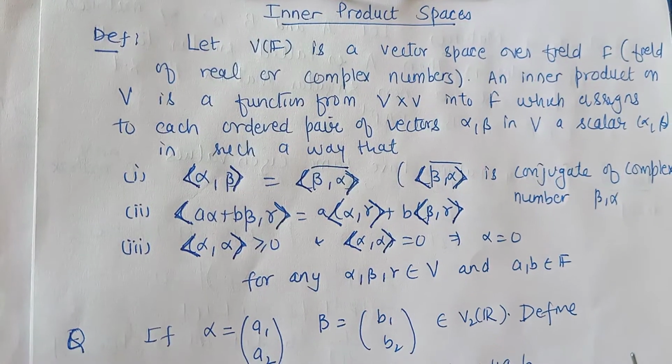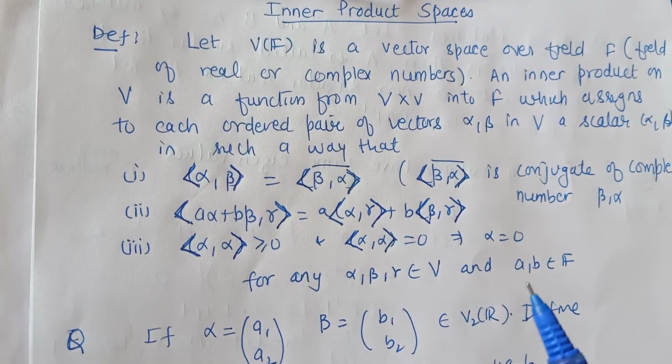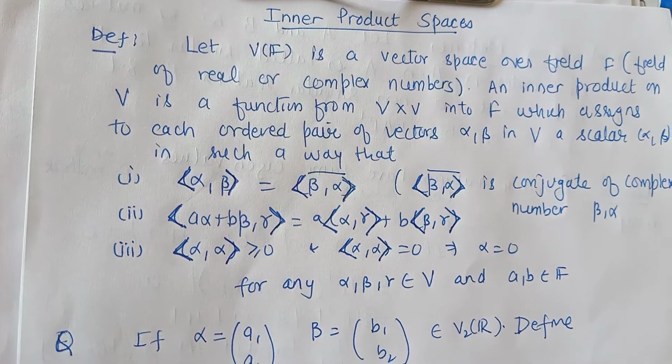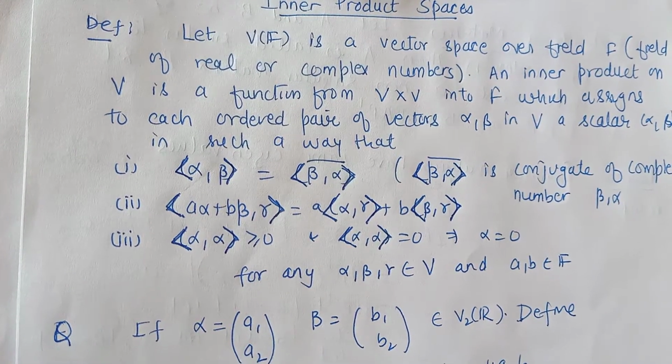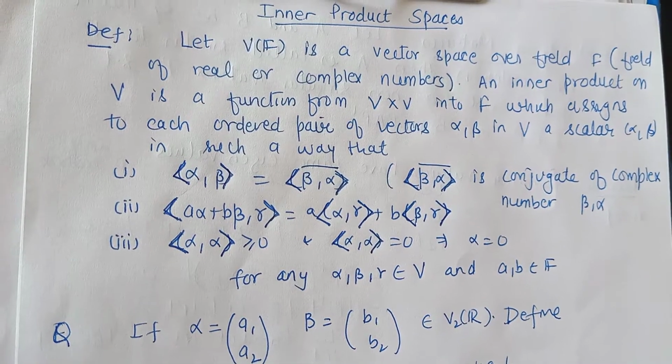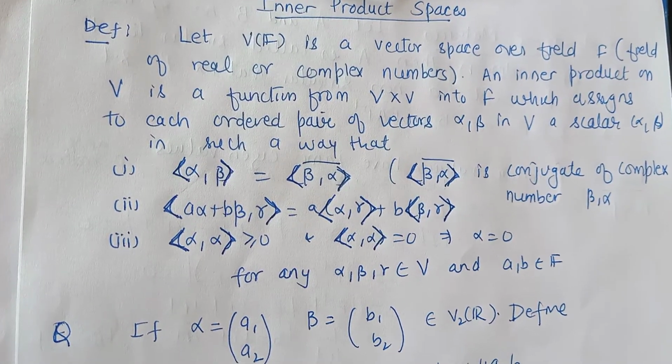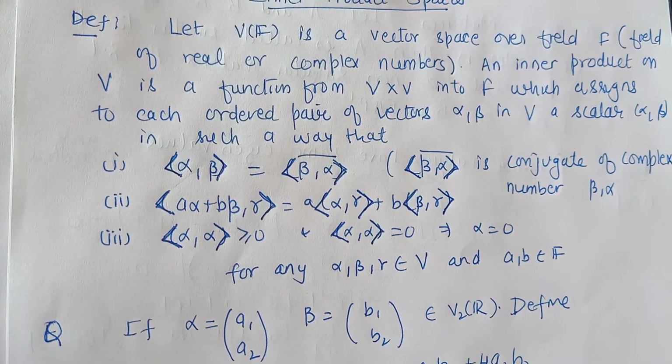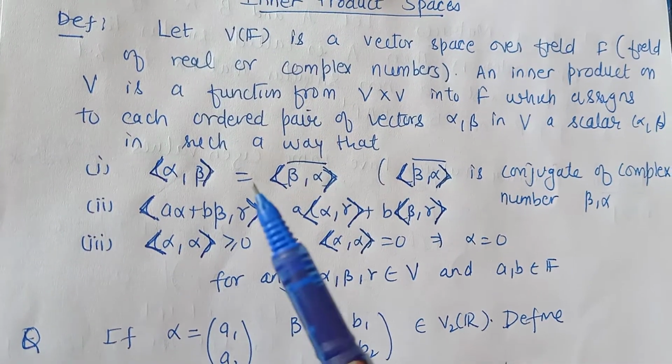We are starting with inner product space. An inner product space is just like a function which is defined on a two-tuple of a vector space onto some other field. It may be real or complex numbers, and it satisfies these three properties.